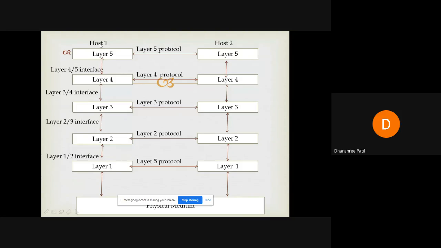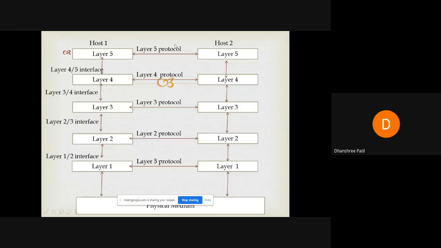Suppose host 1 is the sender and host 2 is the receiver. Generally it is said that layer 5 is communicating with layer 5, meaning host 1 layer 5 is communicating with host 2 layer 5. But actually, when the data is sent, it travels from layer 5 to layer 4 to layer 3 to layer 2 to layer 1 and the physical medium, and in the reverse direction at the receiver. So that is the general flow of the data: 5, 4, 3, 2, 1, then the physical medium, then 1, 2, 3, 4 and 5.